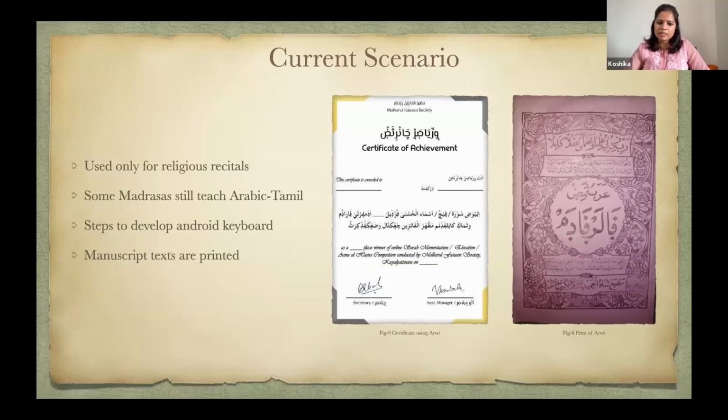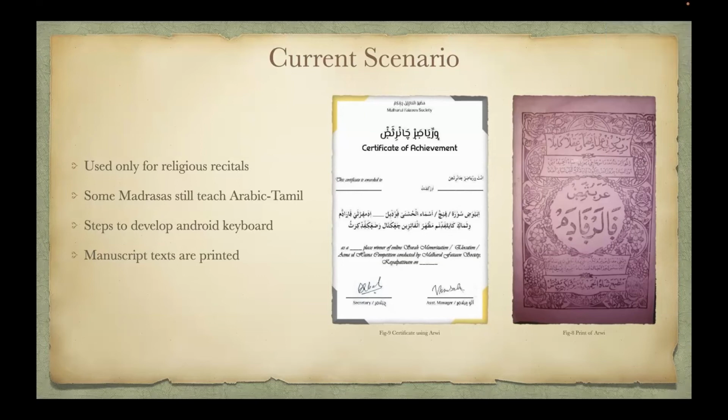That's really amazing. And these are the two images he shared with me. This is a print of Arabic that is printed even now at Shagul Hamid and Sons in Chennai. So we have printing of Arabic, but not a lot. These are religious manuals that are being printed. This really surprised me.